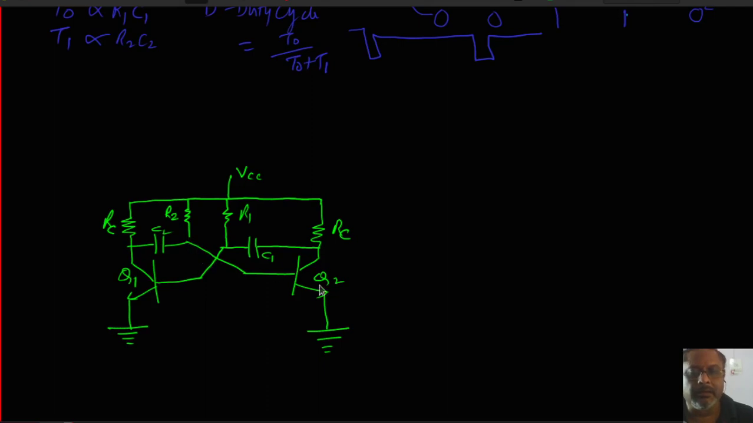Here, the NOT gates are represented by two transistors, Q1 and Q2, and they are controlled by RC values, R1, C1 for controlling Q1, R2, C2 for controlling Q2. Now, how does it work? So let's assume at some time this was off and this was on.